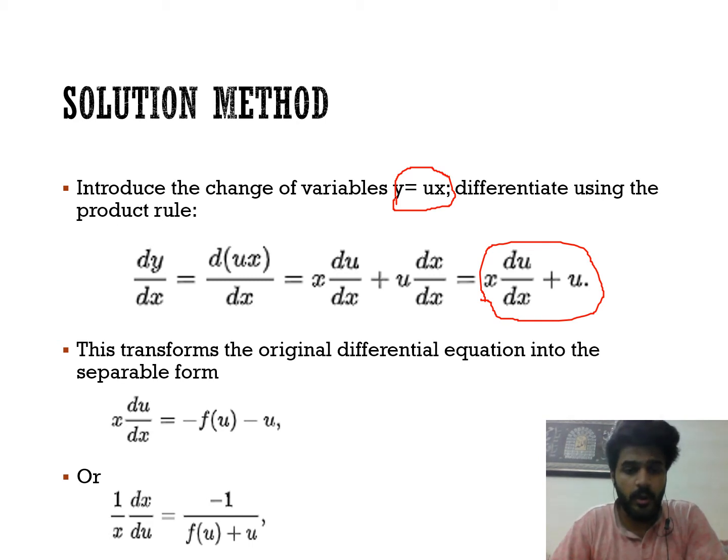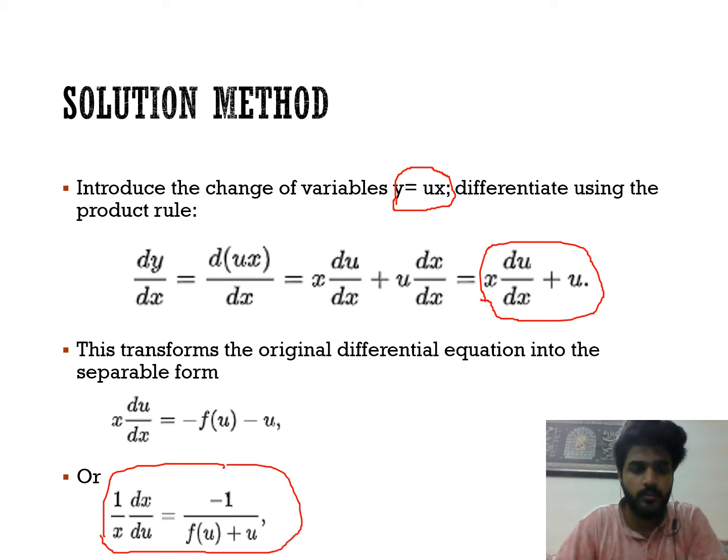This change of variable case will transform the original differential equation into a separable form. As you can see, we will get a separable differential equation in the form x into du by dx equals f of u minus u, or we can simply rewrite this equation in the form of 1 over x dx equals du over f of u minus u.